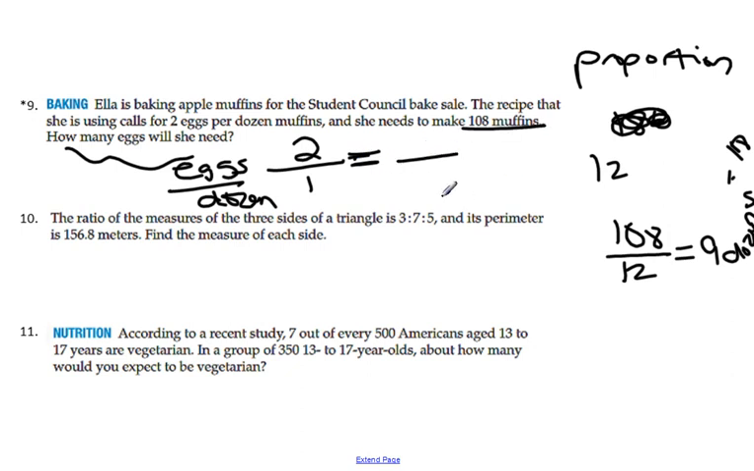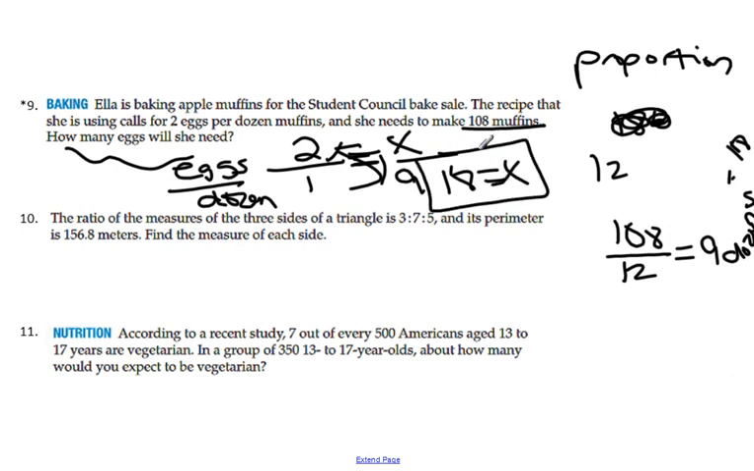She needs to make 108 muffins, that is 9 dozen muffins, so we need to estimate or predict x, the number of eggs that she will need. If we cross multiply, we get 2 times 9, which is 18, and that equals 1 times x, which is just x. So Ella will only need 18 eggs to make her 108 muffins, or 9 dozens of muffins.